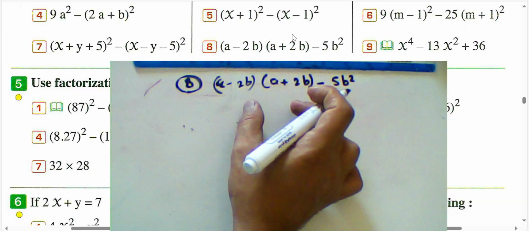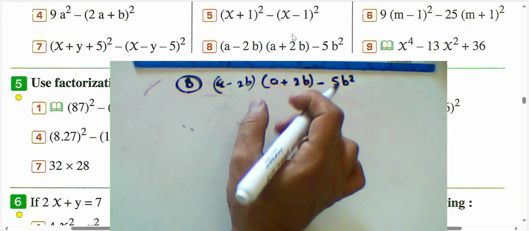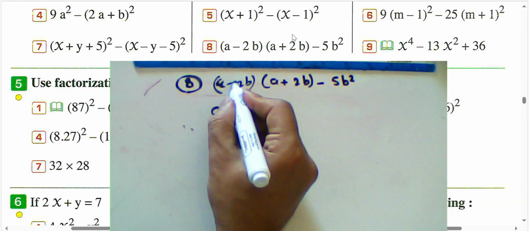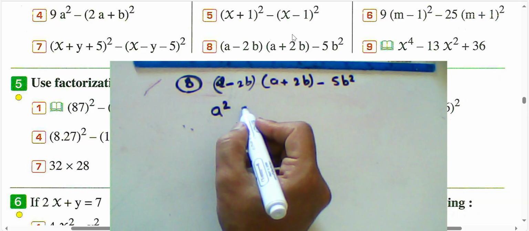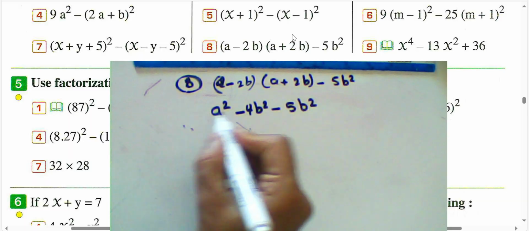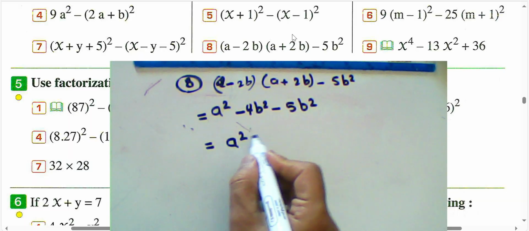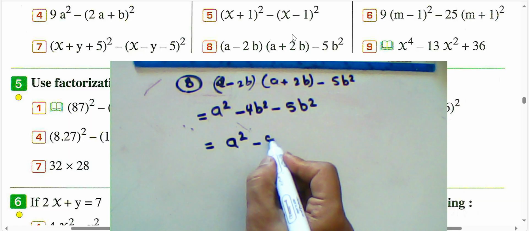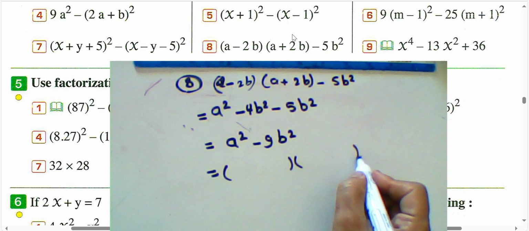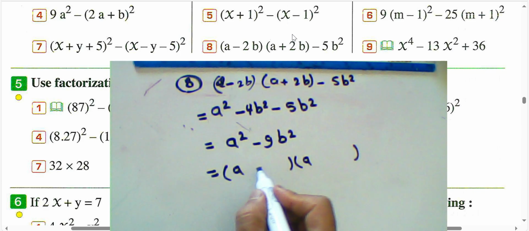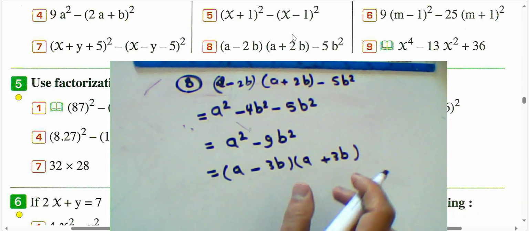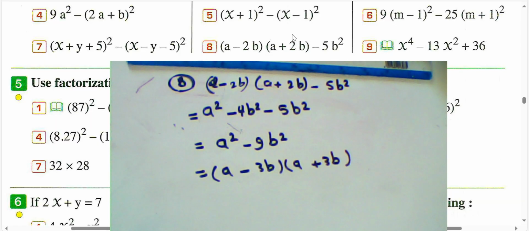In this expression we have two conjugate terms, we can multiply them, first by first and second by second. a power 2, a power 2, 2b times 2b equals 4b power 2, subtract by 5b power 2. Then we have a power 2, negative 4 and negative 5, it will be negative 9b power 2. a power 2 equals a times a, and write negative and positive 3b and 3b. This is factorization for question number 8.